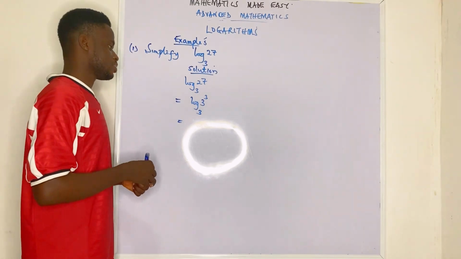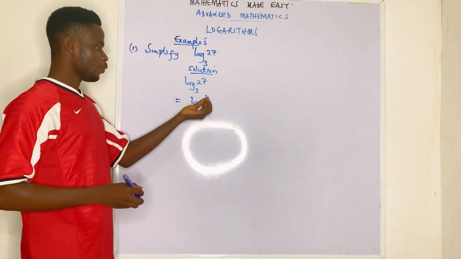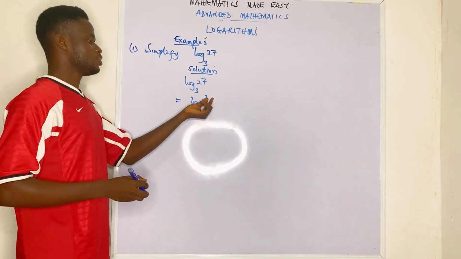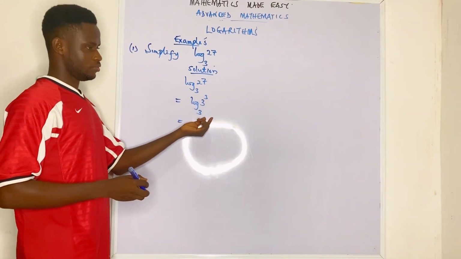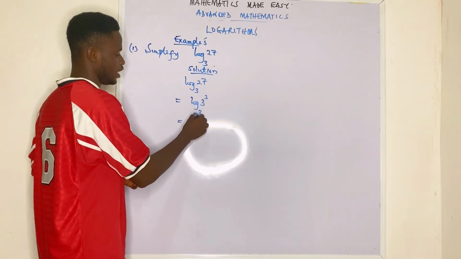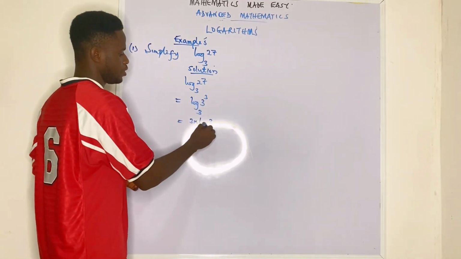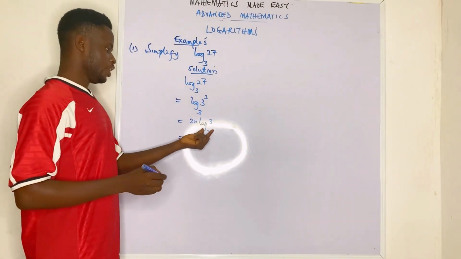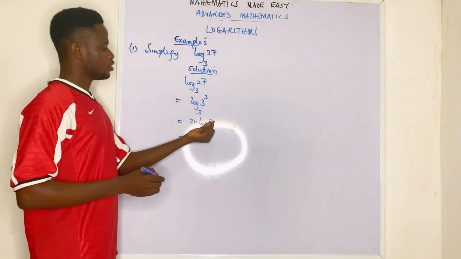And from the laws you have learned, I told you that whenever you have a power, from the power rule, the power of the number will multiply the logarithm. Don't forget. So here you simply say 3 times log 3 base 3. And from the identity rule, I said if I have a number to the same base, it's always equal to 1.